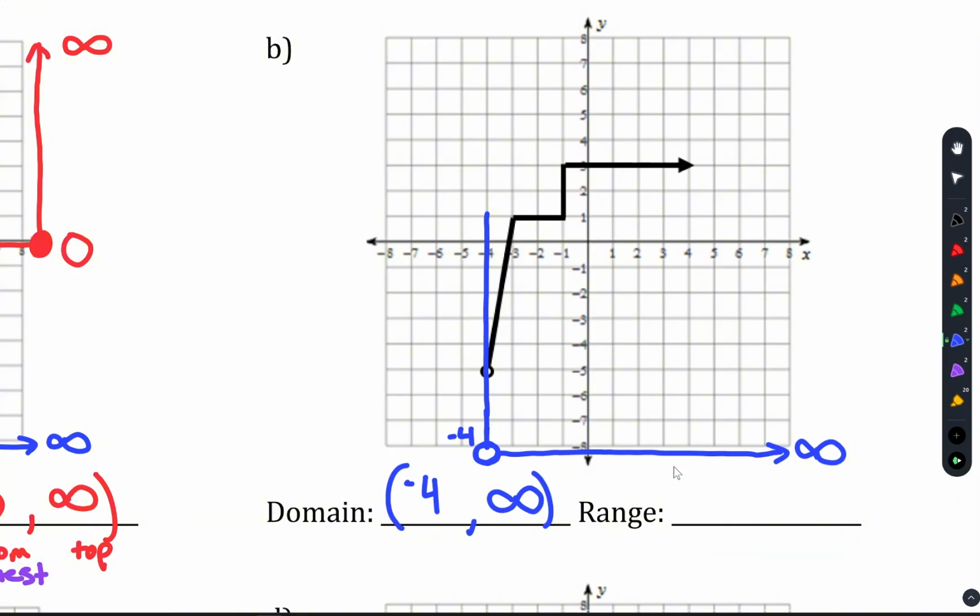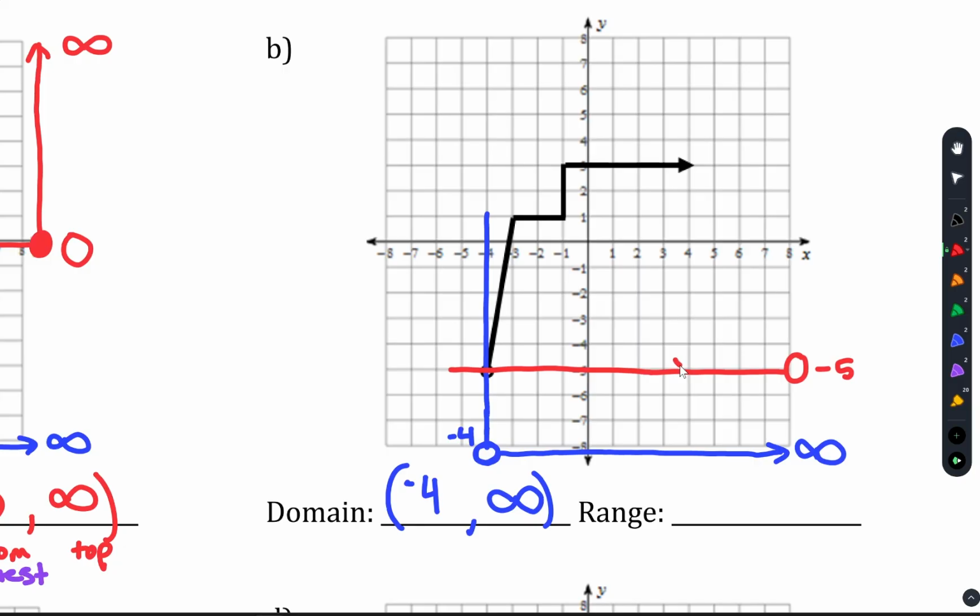I'm going to do the same thing for the range. I'm going to start with the bottom number. The bottom number here is what? -5. Does it ever actually touch -5? No, it doesn't. Why not? The circle's still open. It's that same open circle we're looking at. So anytime I have an open circle, I'm looking at a parenthesis.